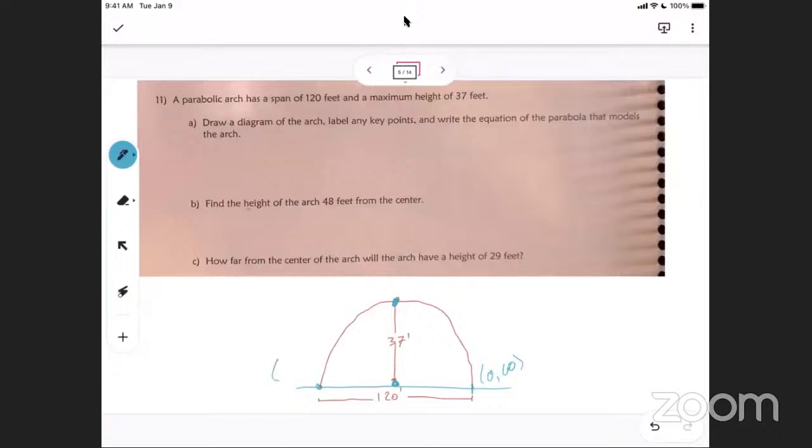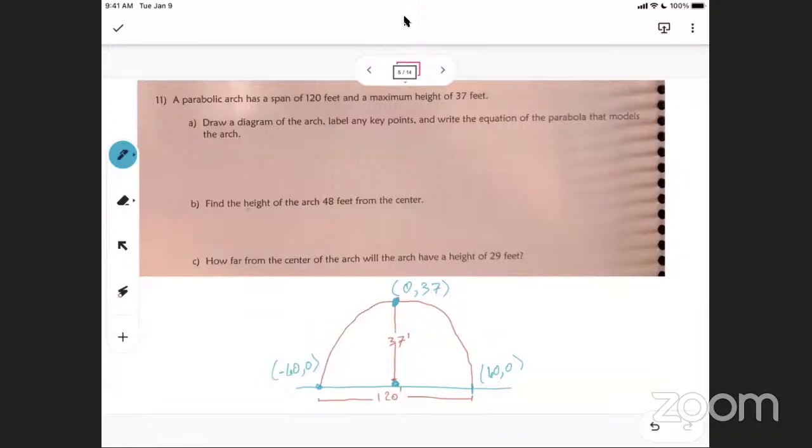Oh, I'm sorry. You're right. I did it wrong. I made it the X instead of the Y. Yeah, you're right. You said it correctly. 60, comma 0 and negative 60, comma 0. And what's this point up here? 0, comma 37. Perfect. You got it. 0, 37. Okay, so there are my points.